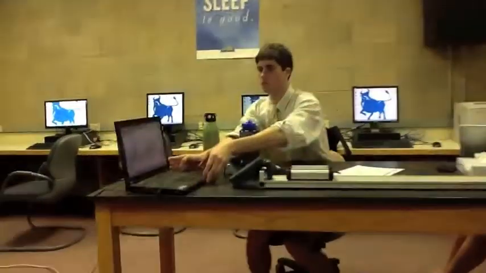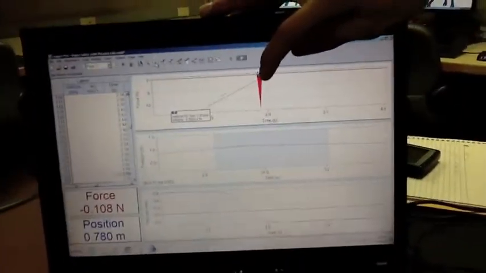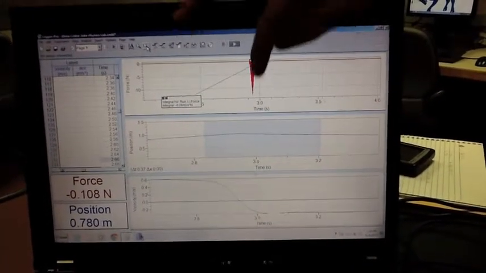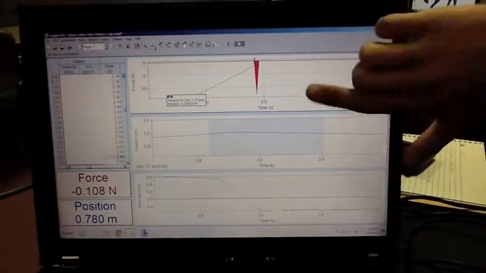So when you get the data, it looks something like this. So up top is what the force sensor read. So here's when the cart's moving, and then right there, that spike is when it hits the sensor, and that's when it's at the biggest force.